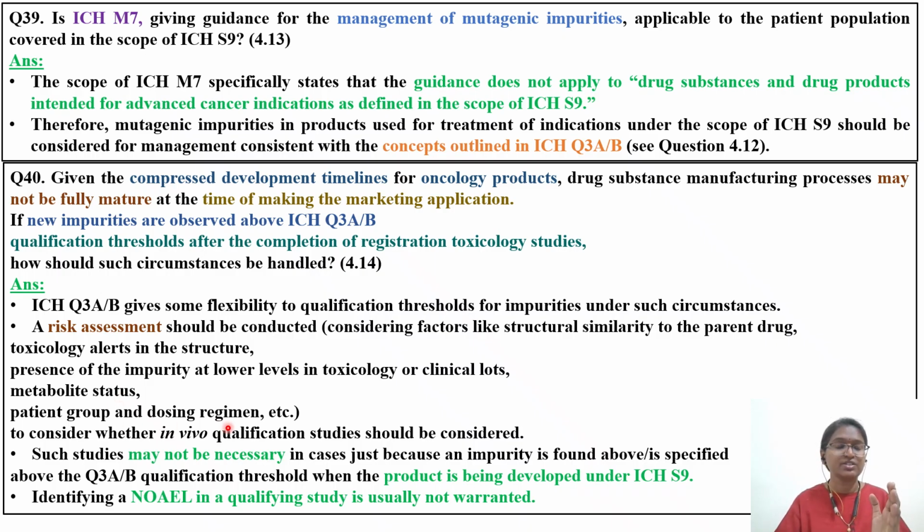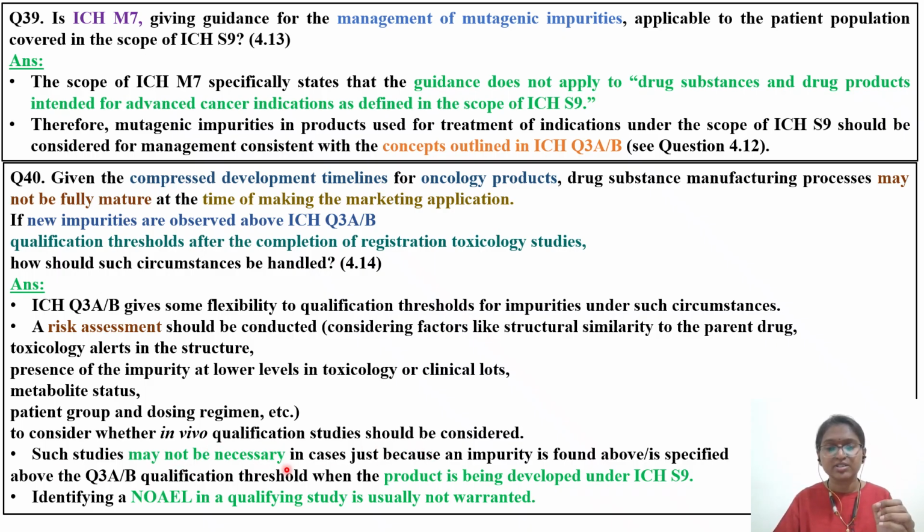Patient group and dosing regimen. So is there a change in the regimen, like from the advanced cancer to the long term cancer survival patient, or is it for the adult patient or female patient or pediatric patient or geriatric patient or kidney failure patient or liver failure patient? Like that you have to consider these things also, to consider whether in vivo qualification studies should be considered.